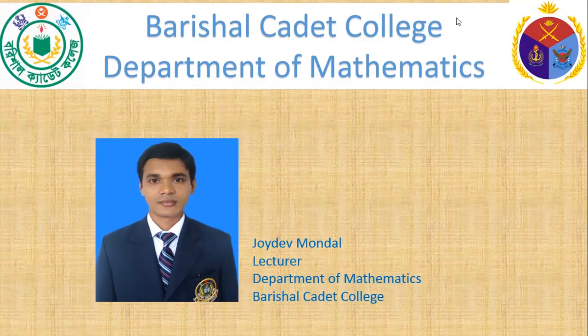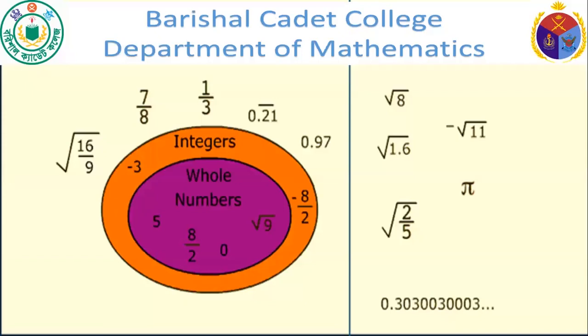Before going to my class, I want to show you a picture. Cadets, you see here that there are some numbers. Here 7 by 8, 1 by 3. This is 0.97. Here is a special symbol. Under that symbol, here is 16 by 9. Here is that special symbol. Under that symbol here is 8, here is 1.6, here is 0 point something.